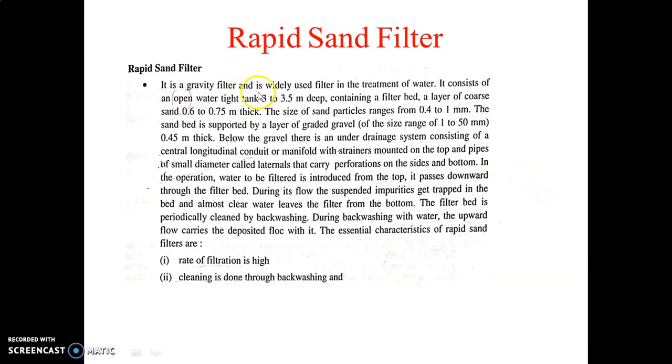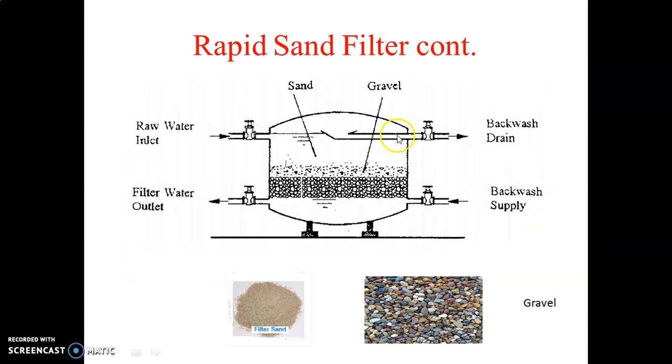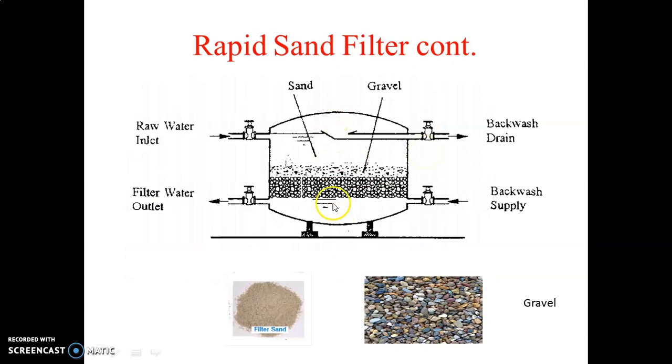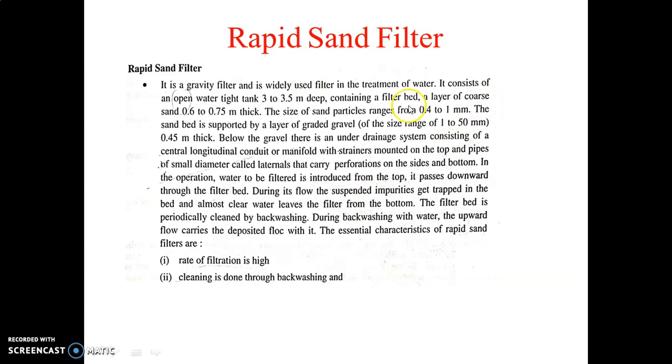Rapid sand filters are gravity filters. What is meant by gravity filters? Suppose this is the figure of that filter. Here you keep the slurry, and by gravitational force the slurry enters this tank, so it is called a gravity filter. It consists of an open or closed tank, 3 to 3.5 meters deep, containing the filter bed. The filter medium is sand. The thickness of the bed is 0.6 to 0.75 meter, and the size of the sand is 0.4 to 1 millimeter.